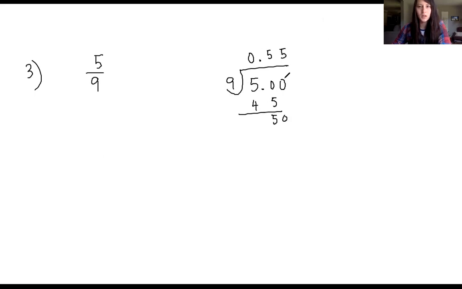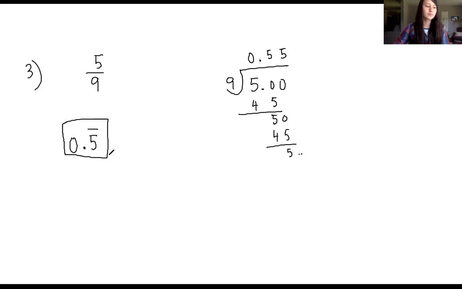Again, 9 times 5 is 45, and it looks like I'm just going to keep getting 5s as my remainder over and over and over again. So I'm going to write this as 0.5 with a line on top to show that it's repeating. Okay, I think you guys get the idea.